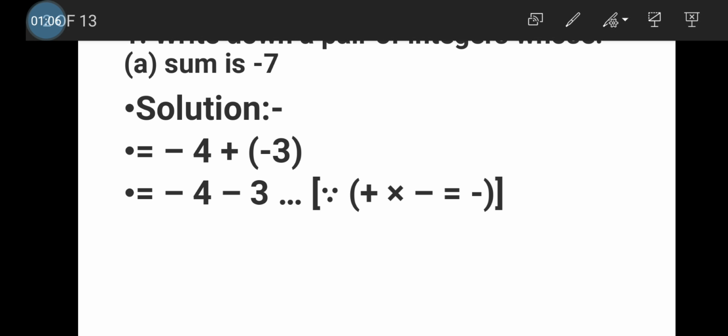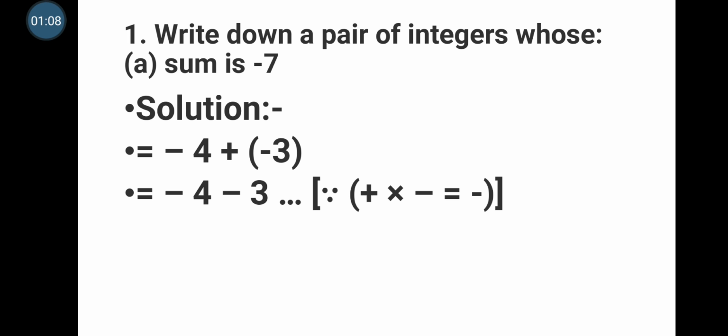So when you have a bracket and outside the bracket you have plus, and you are multiplying the number which is inside, that is negative, plus into minus you will get minus. So minus 4 minus 3 is equal to minus 7.